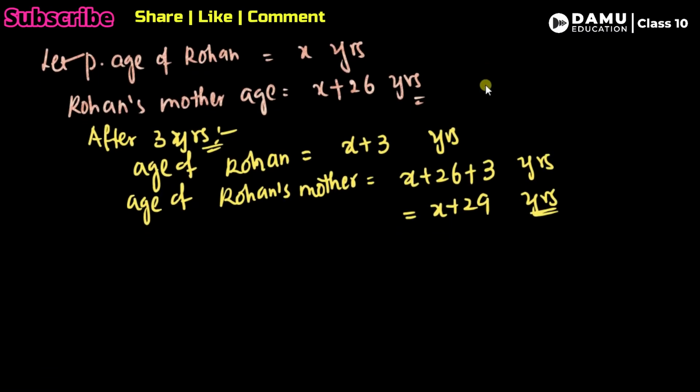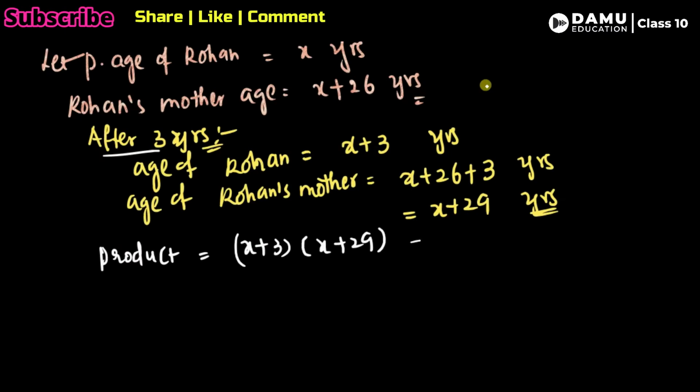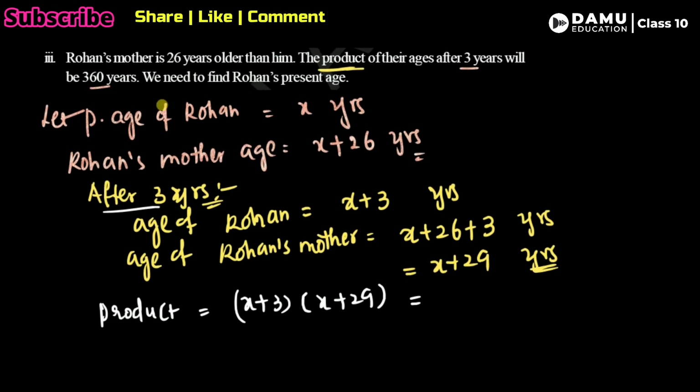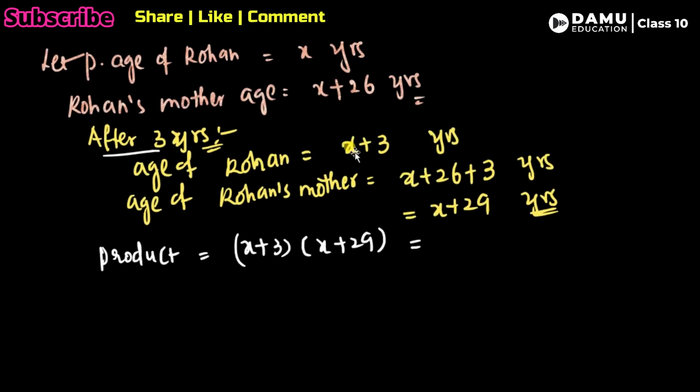So product of their ages. So Rohan's age. So what is the product? The product means multiplication. After 3 years, the product is x plus 3 into x plus 29. So that will be equal to, what is that? They both are 360 years. So we can write 360.